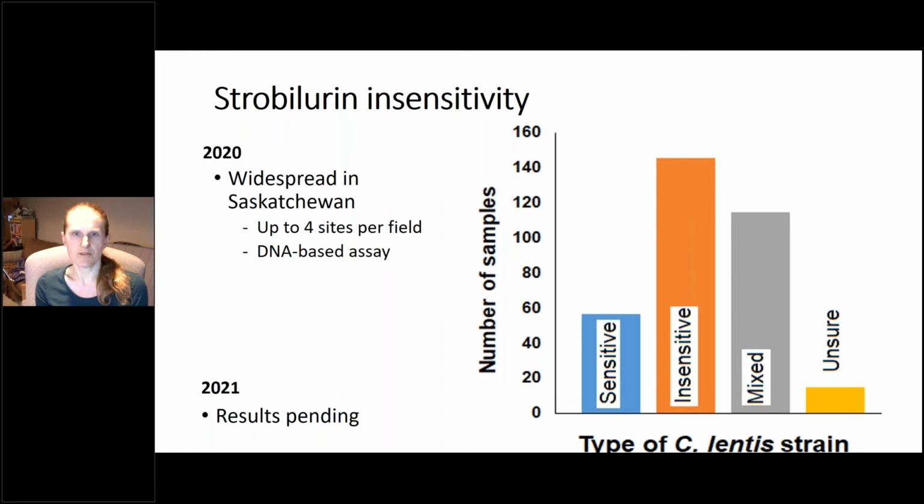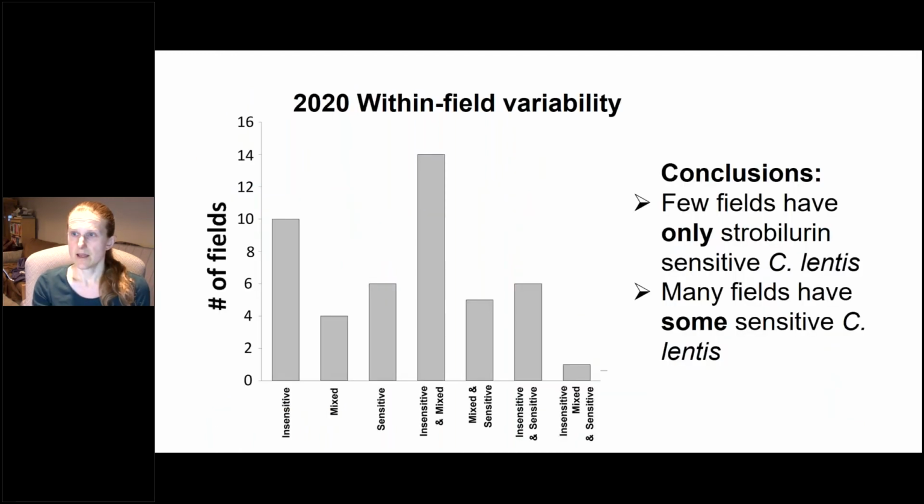Next most common was sites that had some insensitive and some sensitive. So if you remember back to my picture earlier with the red and the black dots, that's like a mixture of the two. And then there were some field sites where there was only sensitive anthracnose. So basically that shows that all around the province, there's a lot of insensitivity out there. And we do have results from 2020, 2021, hopefully coming soon.